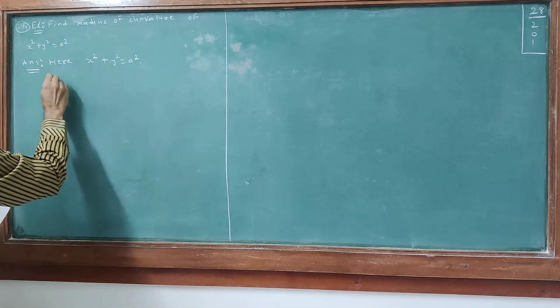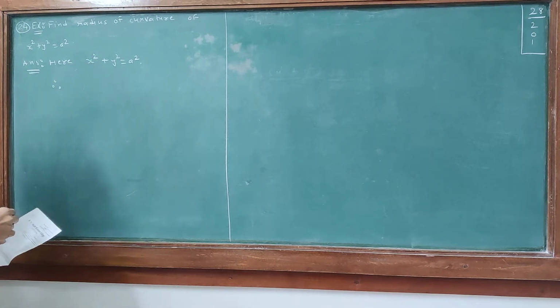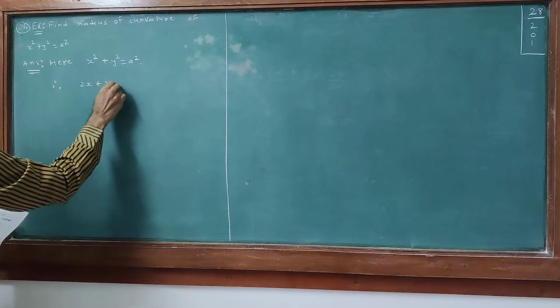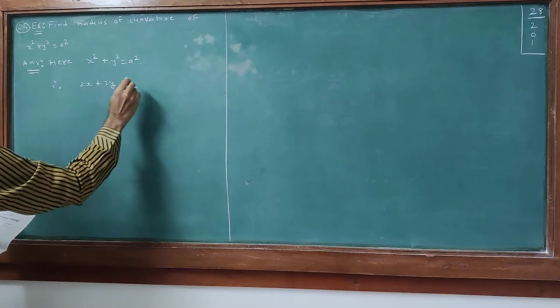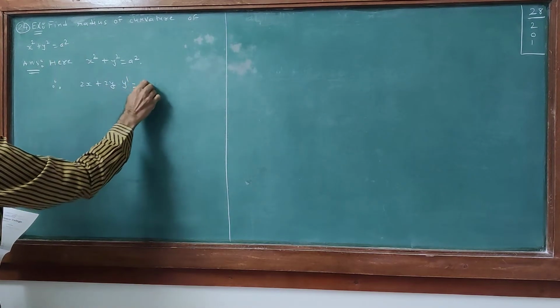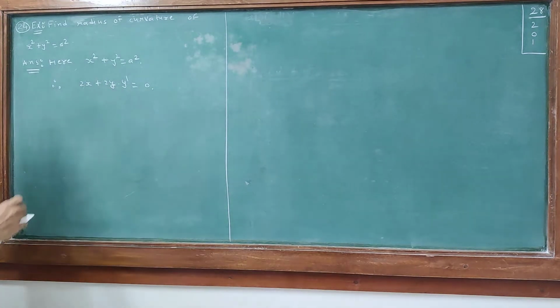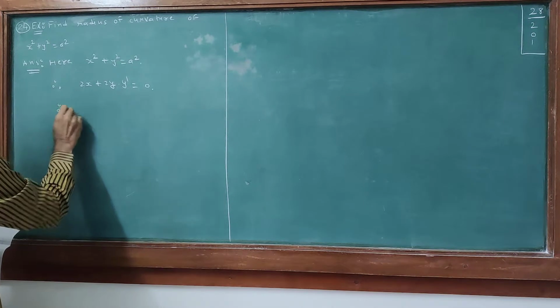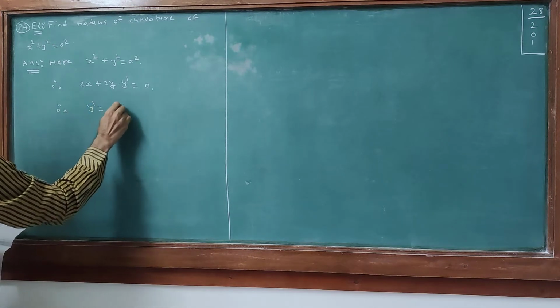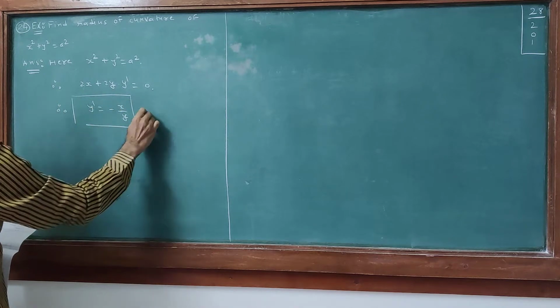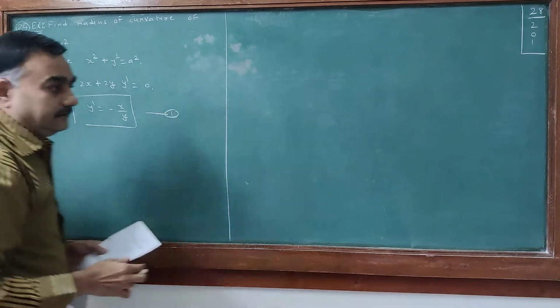Therefore, we differentiate this with respect to x, and therefore 2x plus 2y into dy by dx, or say y dash, equal to 0. And therefore y dash equal to minus x upon y. Say this as equation number 1.